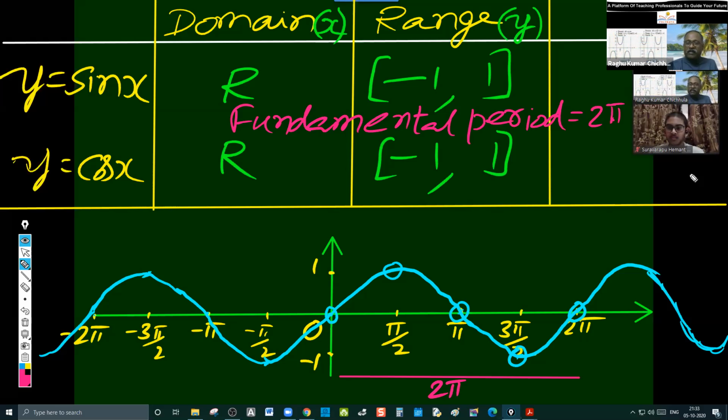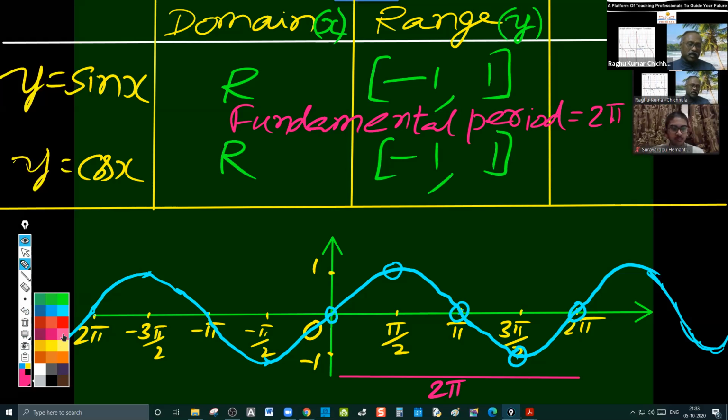So periodicity means the repetition of the graph, and the least positive value of the repetition of the graph is taken as the period. So in this case, it is 2 pi. Is the sine function periodic or not? Yes. Is the cos function periodic or not? Yes. They are periodic. Then what makes the difference between the sine function and the cosine function?